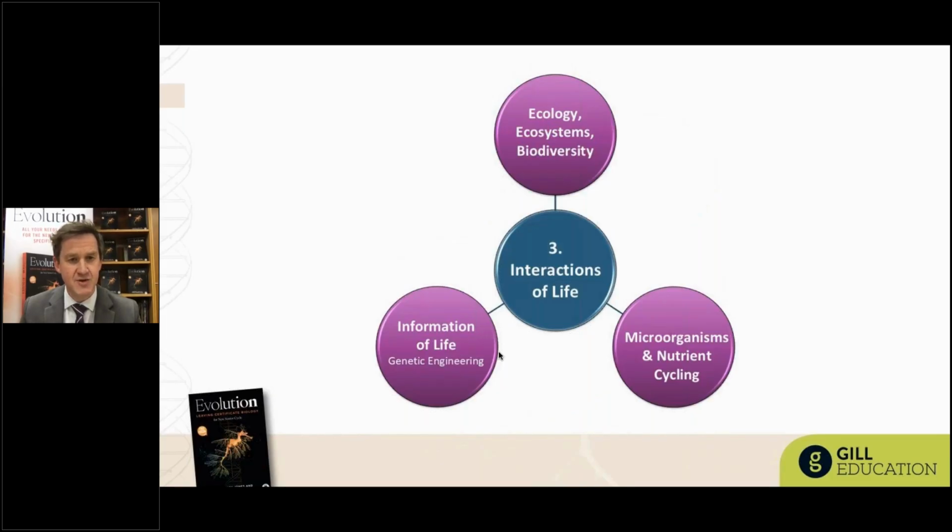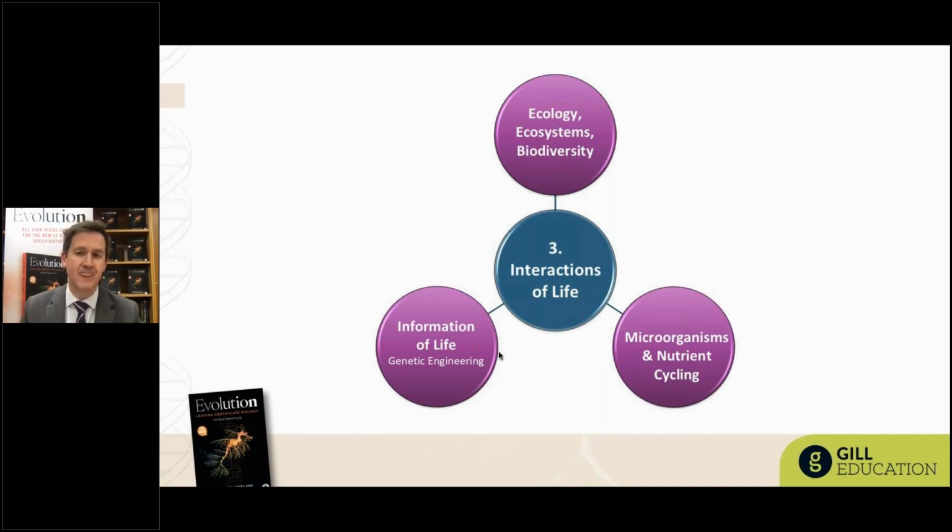And then the third strand is called interactions of life, and this is the shortest of the strands. It includes mainly ecology, ecosystems and biodiversity, microorganisms and nutrient recycling, which often go with ecology anyway. And again, we have information of life here, looking at genetic engineering. So in a lot of ways, you might think that information of life probably could have been a 4th strand by itself, but I think they wanted to emphasize the interconnected nature of the course.